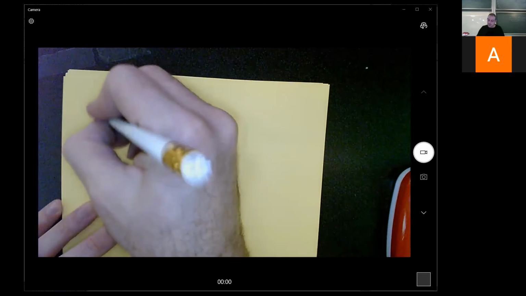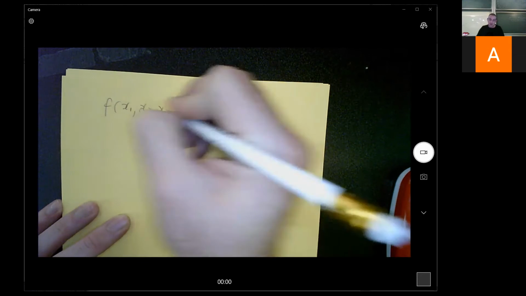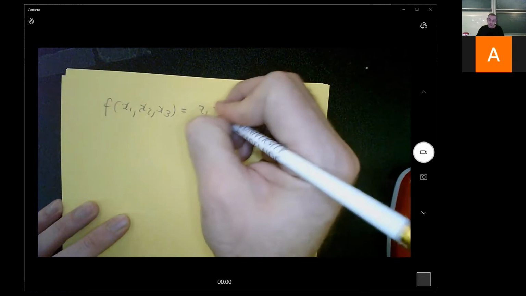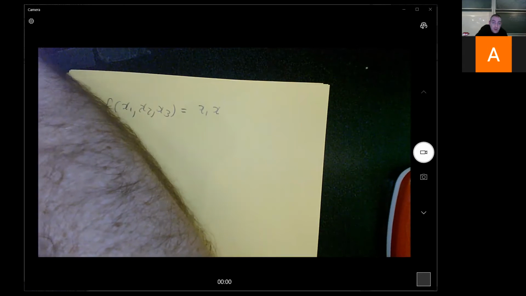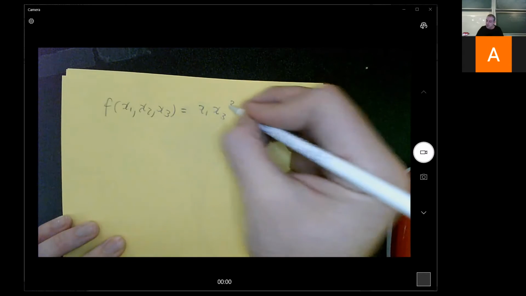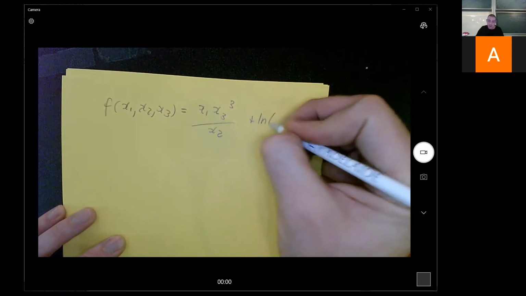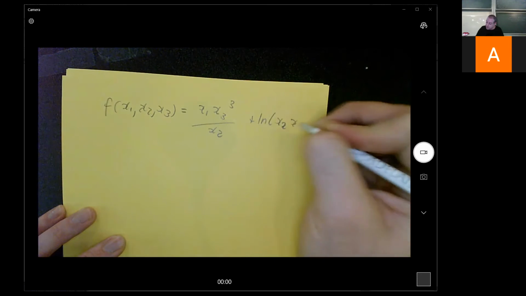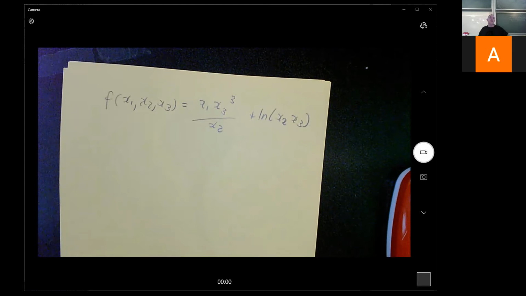It goes f of x1 and x2 and x3 is x1 times x3 cubed over x2 plus ln of x2 times x3. All right, and find all the partial derivatives.